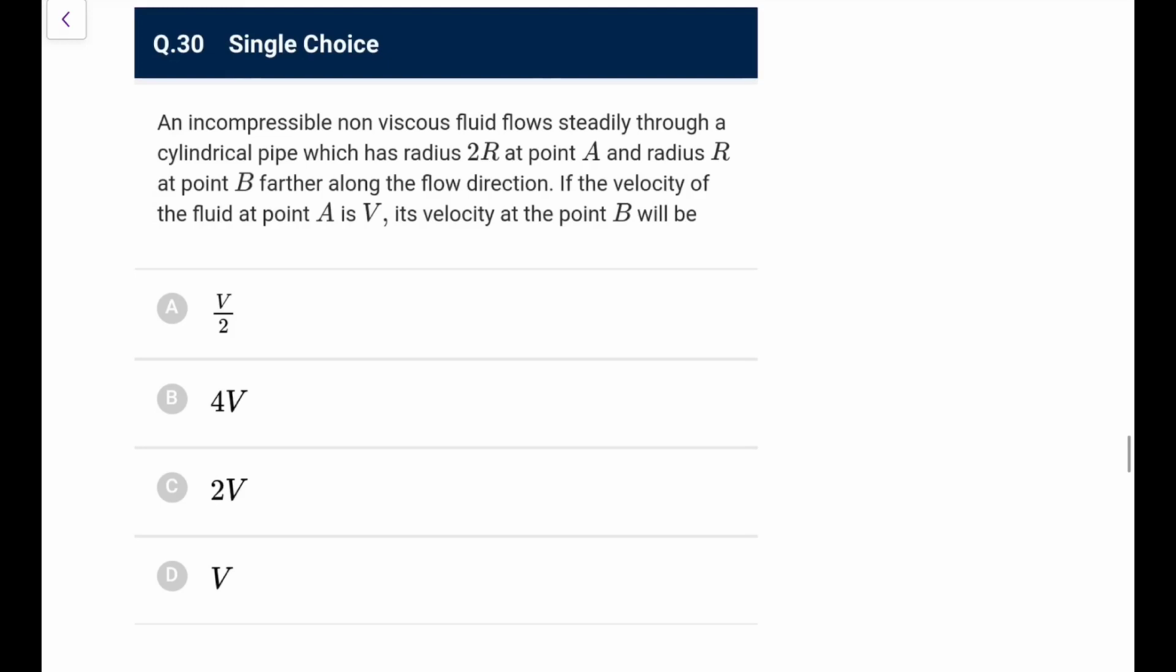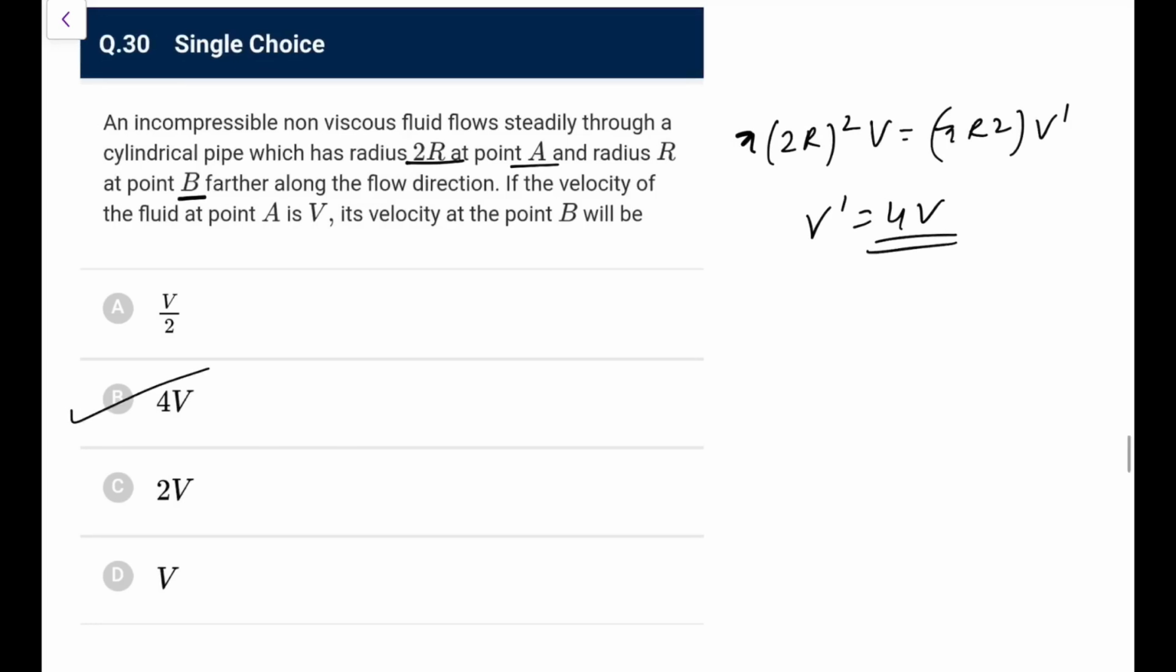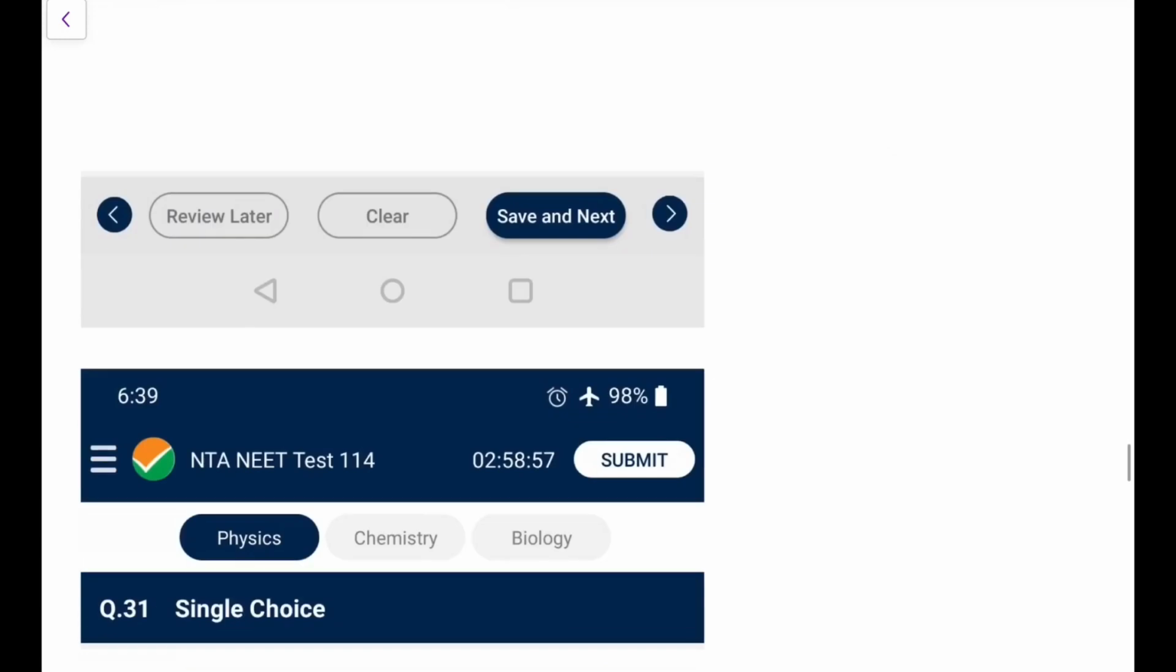An incompressible non-viscous fluid flows steadily through a cylindrical pipe which has radius 2r at point A and radius r at point B, farther along the flow direction. The velocity at A is v, the velocity at B will be? Using the continuity equation, pi into 2r square into v would be equal to pi into r square into v dash. So clearly v dash will become 4 times v. So it would be option B, area becomes 1/4, so speed will become 4 times.